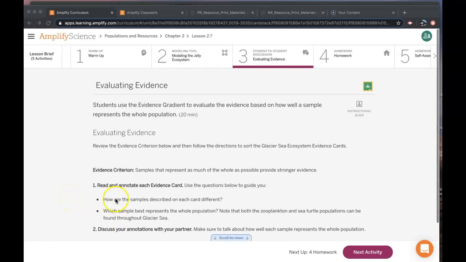This is Populations and Resources Lesson 2.7, Activity 3. This is the first video. There will be two videos in this activity.